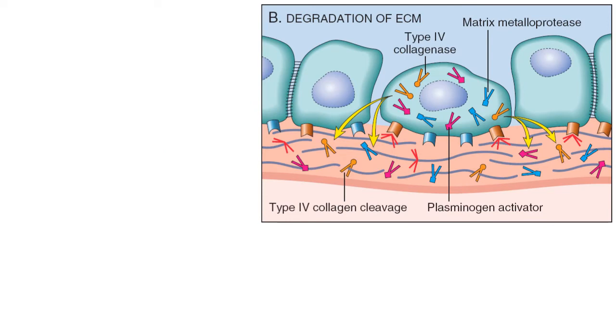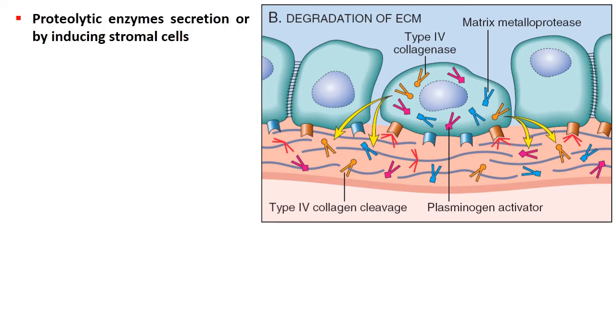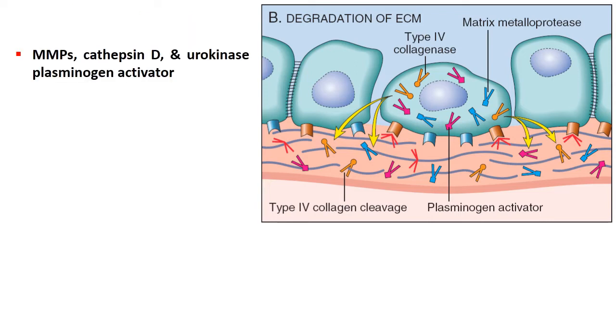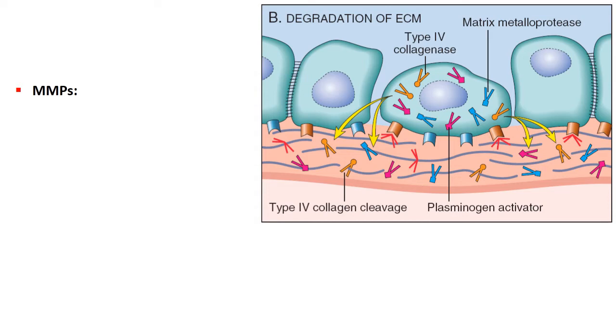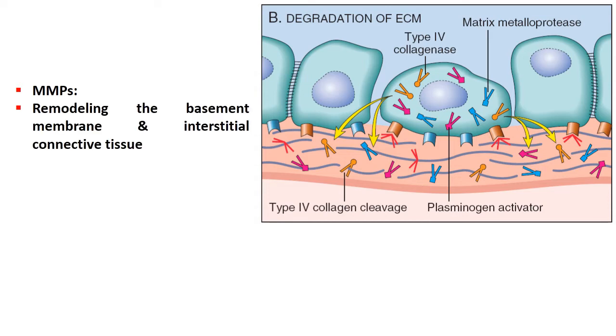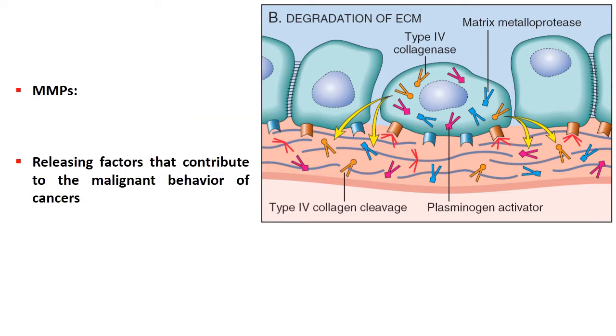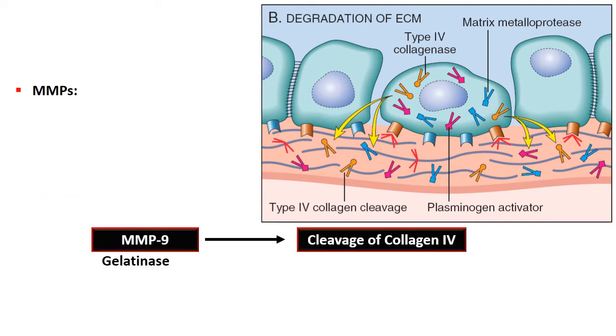The second step in the invasion of the tumor is degradation of the extracellular matrix. The tumor cell does so by the release of proteolytic enzymes or by inducing stromal cells such as fibroblasts and inflammatory cells. There are many proteases secreted in that environment: matrix metalloproteases, cathepsin D, and urokinase plasminogen activator. Matrix metalloproteases are important for remodeling of the basement membrane and the interstitial connective tissue, and they are also important for release of factors that contribute to the malignant behavior of the cancer.